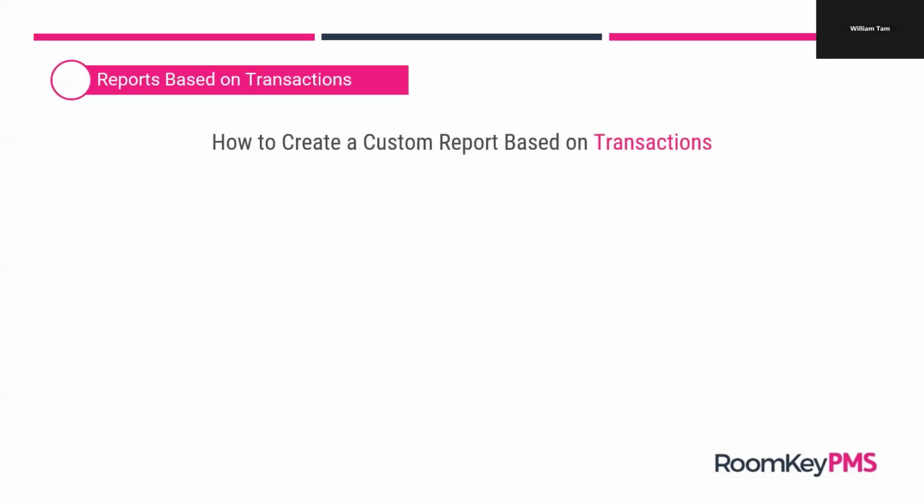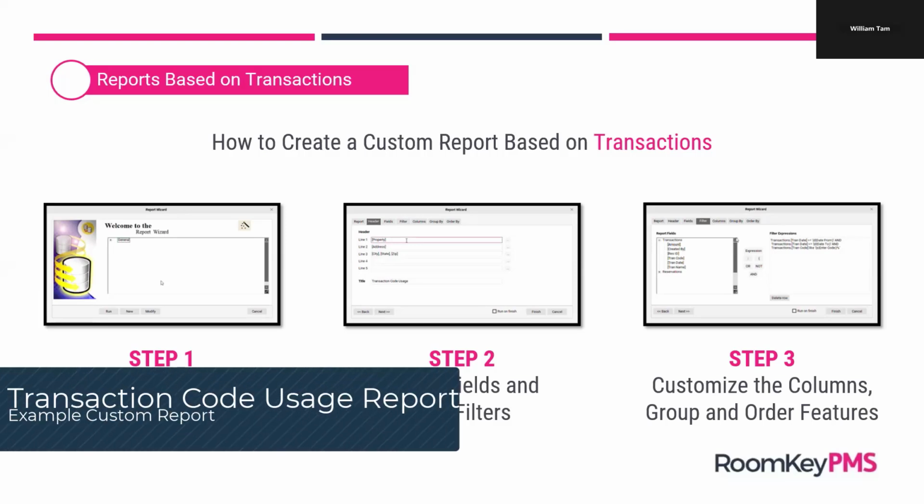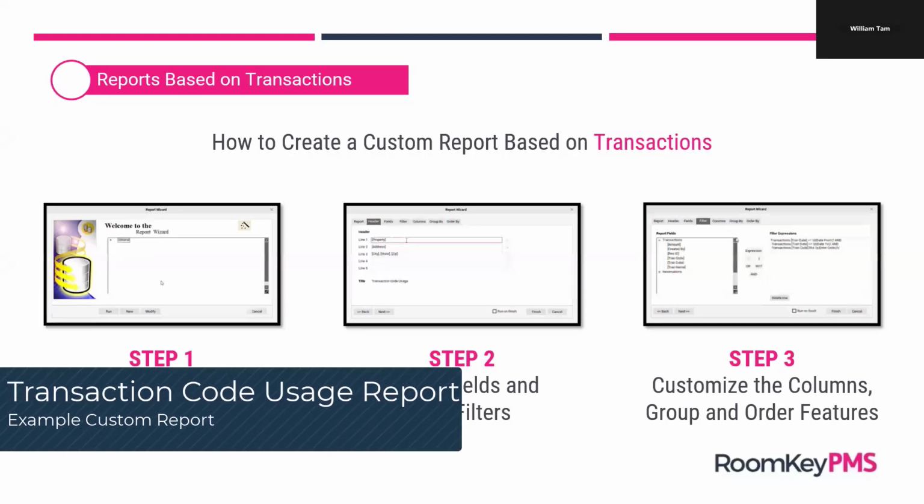Now let's take a look at how to create those custom reports, but based off of transactions. Similar to the reports based off of reservations, we're going to follow three steps, the exact same three steps, but with a little bit of a difference whenever we come to the available fields and filters, step number two. The report that we're going to create in these three steps is an example of a transaction usage report.